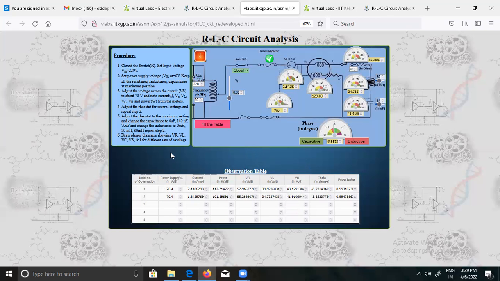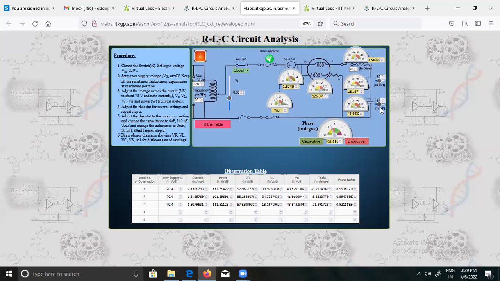But it is also possible for you to change the different values of the inductor, or the different values of the capacitance. Now see, I will change the value of inductance to 30. So see here, you can observe the change. The current is going to change, the wattage power is going to change, and the voltage across the resistance, inductor, and capacitance is going to change. When I fill it into the table, I get all these values.